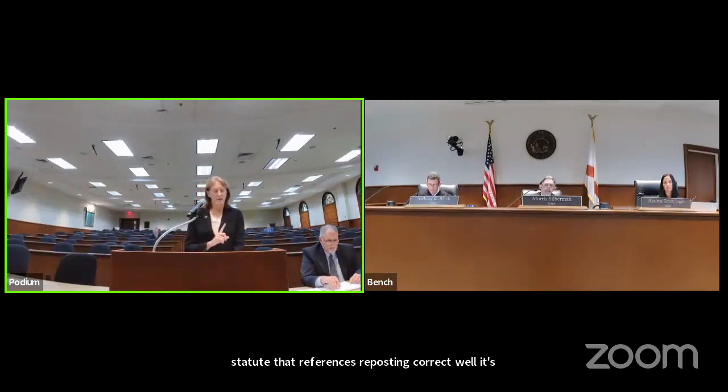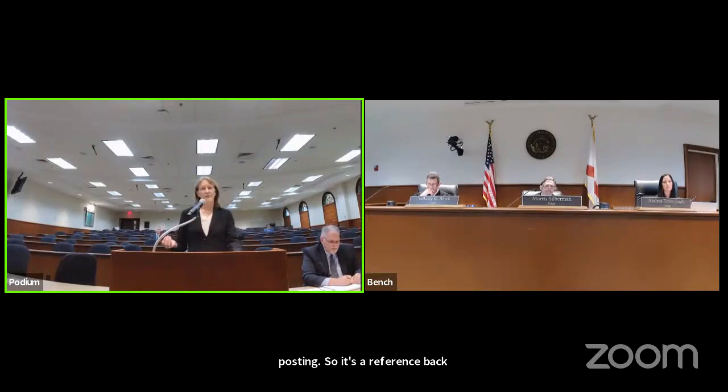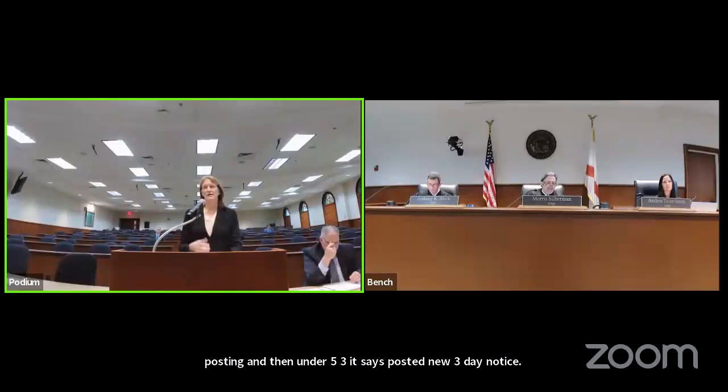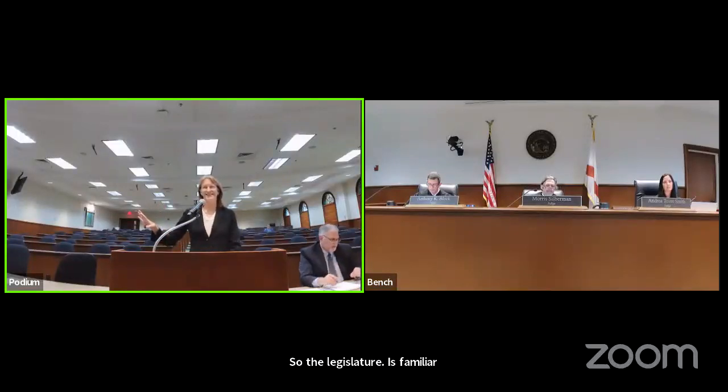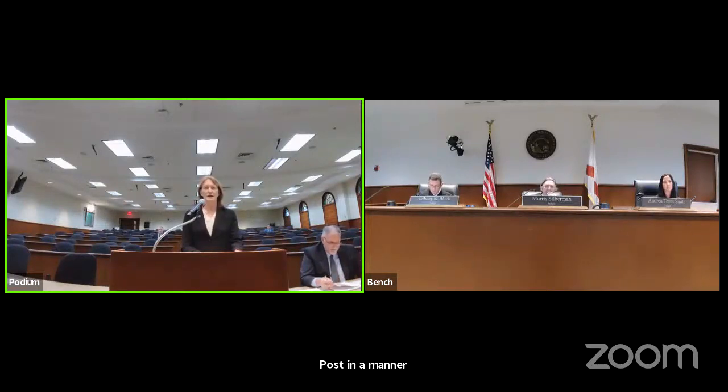Well, yeah, under subsection 4, it says delivering a true copy, if the tenant is absent, by leaving a copy thereof at the residence. But then in 5, it says if partial rent is accepted after posting. So it's a reference back. If posting was not permitted, it wouldn't say after posting. And then under 5.3, it says posted new 3-day notice. So the legislature is familiar with the other sections of the statutes. If they wanted to say post in a manner, or leave a copy in a manner, that is not disclosed or is compliant with 559.72, it could have done that.